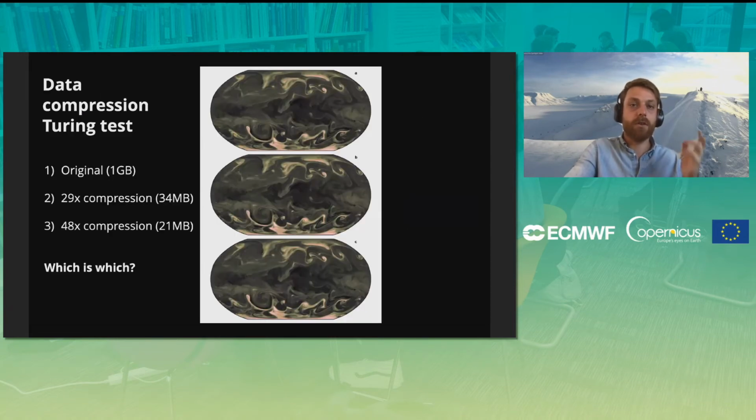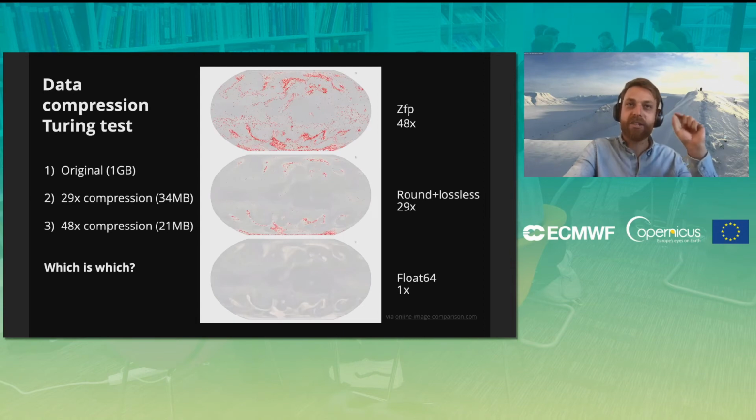And just to give you a rough idea of what I call a data compression Turing test, three plots here. One of them is the original, and then the other ones are compressed. So if the original one was 1 gigabyte, then the other ones are really small, like 20 or 30 megabytes, and you can't actually see the difference. Only if you compare pixel by pixel would you see that there are some differences. And actually the top one is the one that is 50 times smaller.